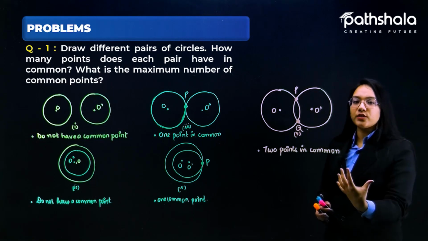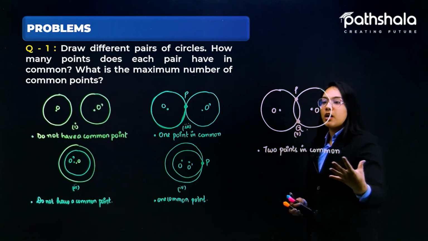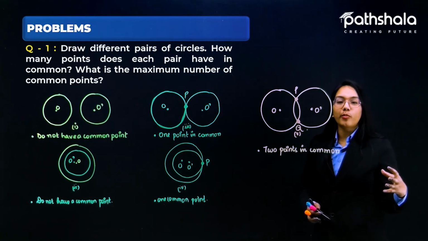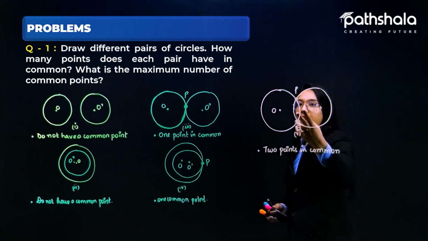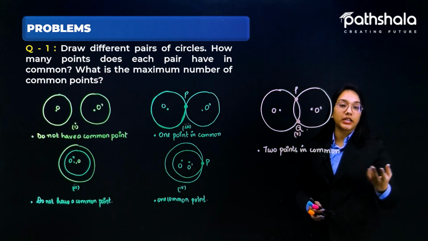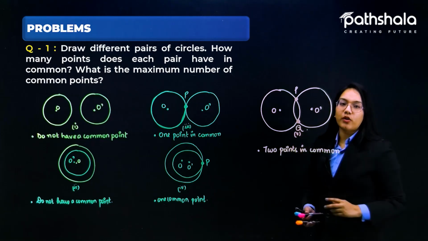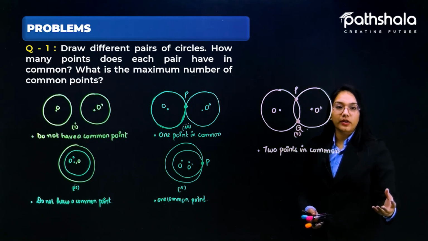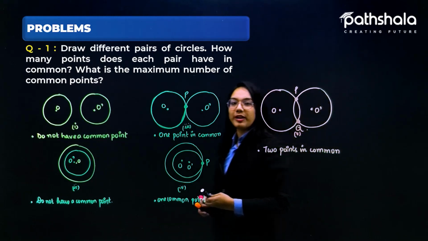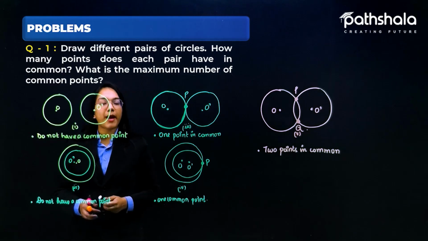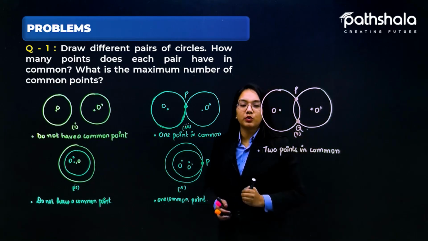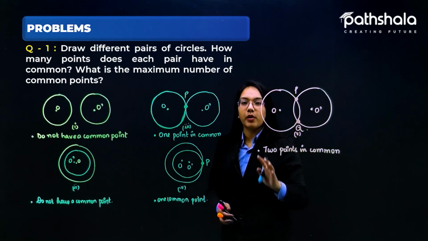So these are the different kinds of pairs of circles that we can form, and these are the 5 cases we have seen, in which the maximum number of common points between the two circles is 2. As you can see, we cannot form two circles in such a way that they have 3 points in common, because 2 is the maximum number of points of intersection between two circles. So the answer to the last question, what is the maximum number of common points, is 2. This is all about question number 1.